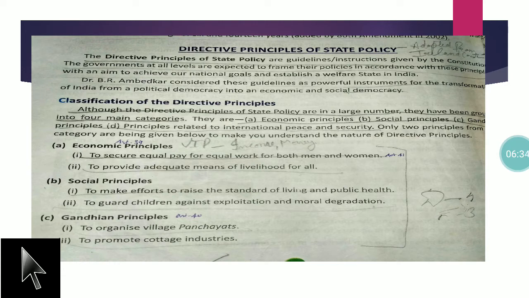Next, we have to guard children against exploitation and moral degradation, and provide values and manners among the children. Sometimes child labor and human trafficking happen, so that should be avoided in society, and being a punishable offense, it should be properly checked by the authorities.